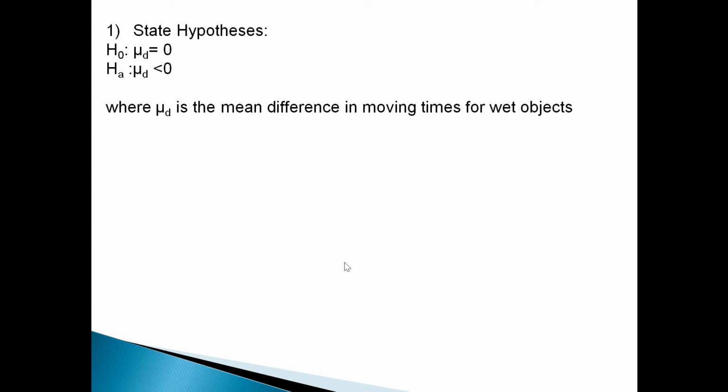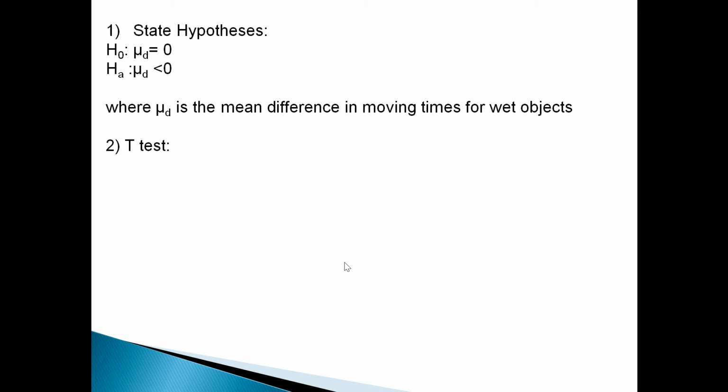You have the null hypothesis, mu d equals 0, meaning that the average difference in time is 0, or as if you're saying that there isn't really any difference in time between the two groups. The alternative is saying that the average difference in time would be negative, and this is what we are trying to prove. We are trying to prove that moving objects with wrinkled hands is faster.